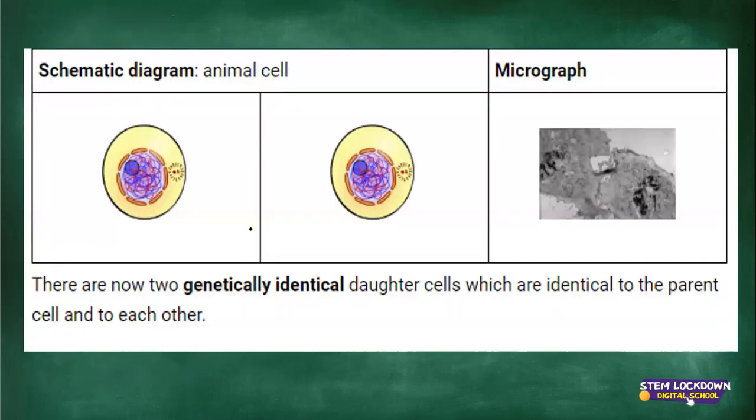There is the diagram of the cytokinesis. They are now two. So in cytokinesis, that's the stage where you will now see two fully formed, genetically identical daughter cells. They are identical to each other and to what? To the parent cell.